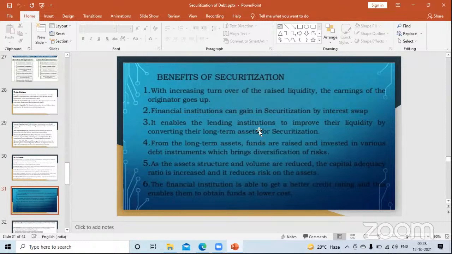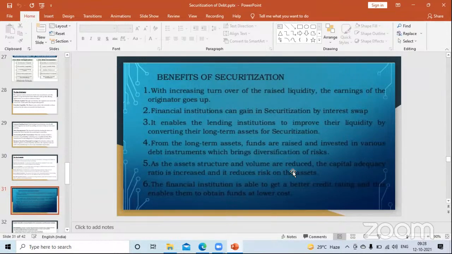Okay, it enables the lending institution to improve their liquidity, because now cash is immediately received after the originator sells all the assets to the special purpose vehicle. From the long term assets, funds are raised. Now these are long term assets that a bank has. Funds can be raised. How are these funds raised? By converting them into securities and selling them to investors. Funds can be easily raised.